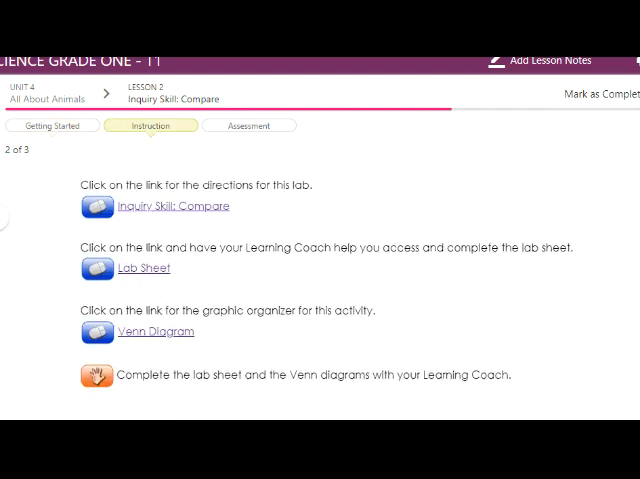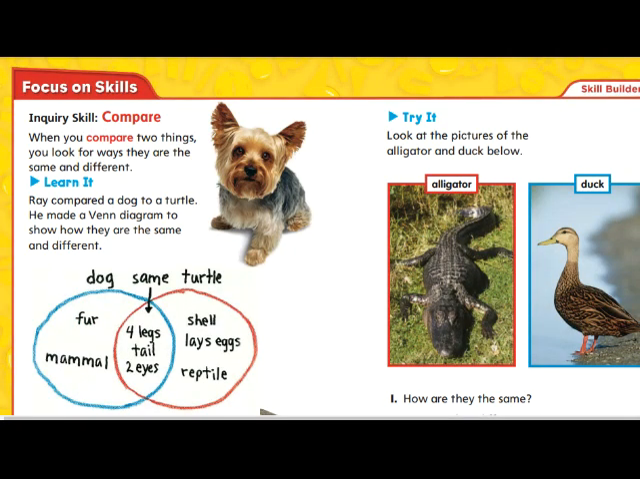Let's go to your next page. The first link you'll see has directions that will help you complete your assignment. We'll look at those together. The second sheet is something you will print and complete in your own handwriting. The third sheet is also something that you will print and complete at home for a grade. Let's look at each of these links one at a time. The first one has your directions and some examples.